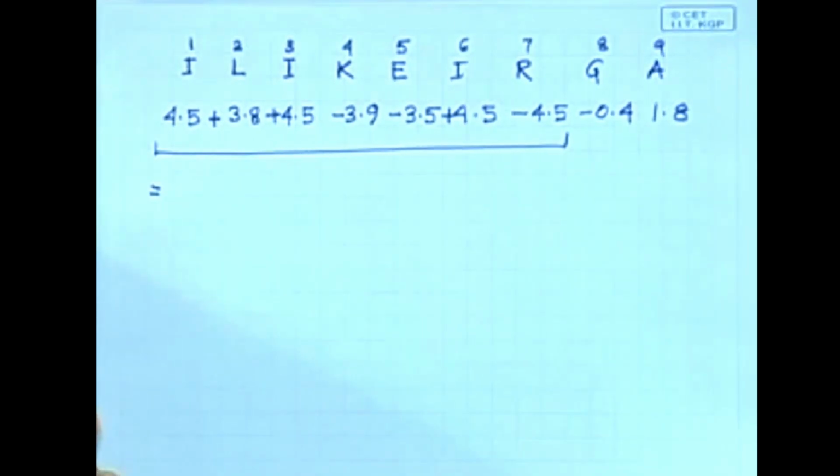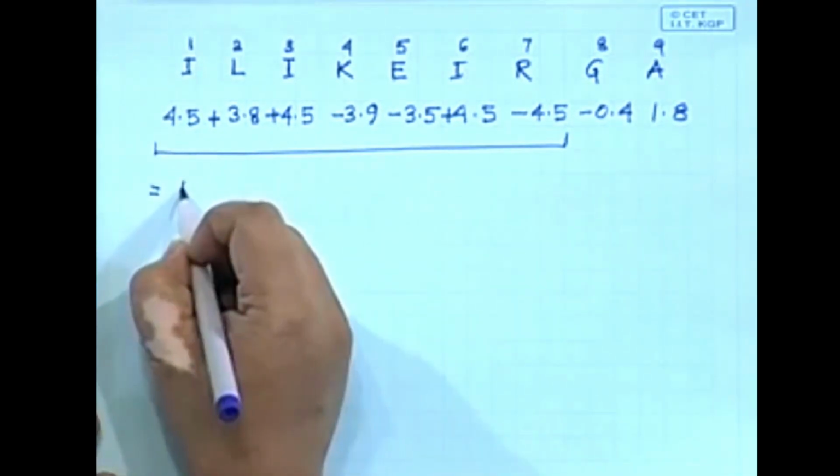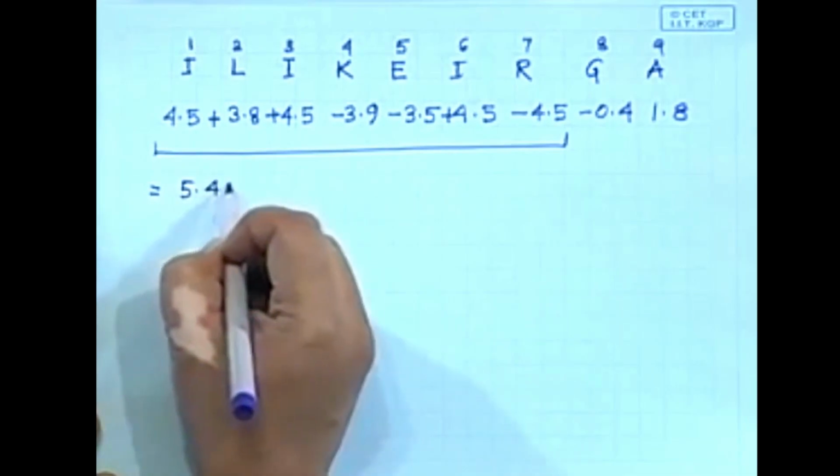We have to add 4.5 plus 3.8 plus 4.5 minus 3.9 minus 3.5 plus 4.5 minus 4.5. What does that total come to? Did you work it out? The total comes to 5.40.